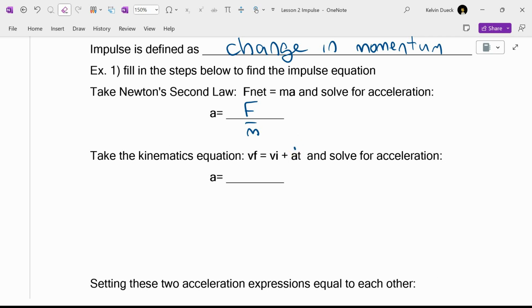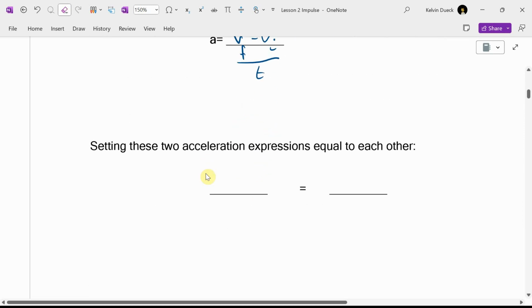Put a dot above the a. What would drop down like a domino? Good. Then what? Minus the VI. Then what? Divide by t. Right? Does this equal a? Say yes. Does this equal a? Then they equal each other. So we're going to let these two expressions equal each other.